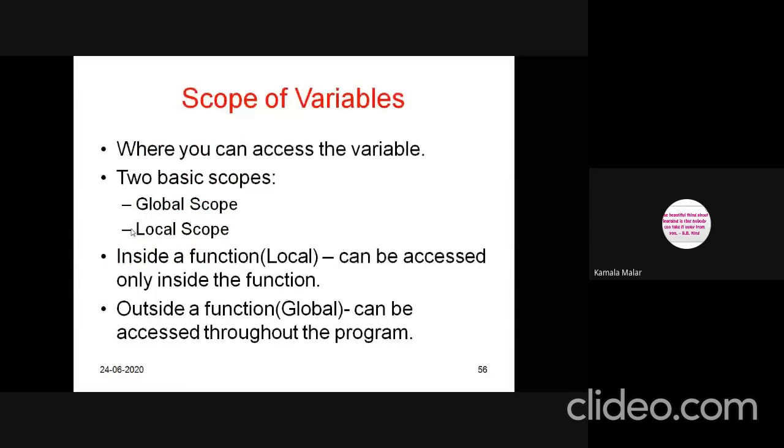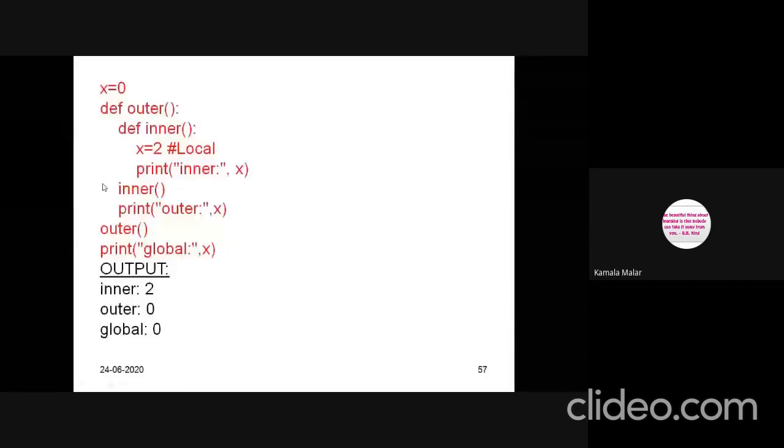This is one of the examples for both the scope of a variable and an inner function definition. We are defining a user-defined function outer. Inside that, we are using another definition, another user-defined function inner. Initially we have a global variable outside, x equal to 0, right?